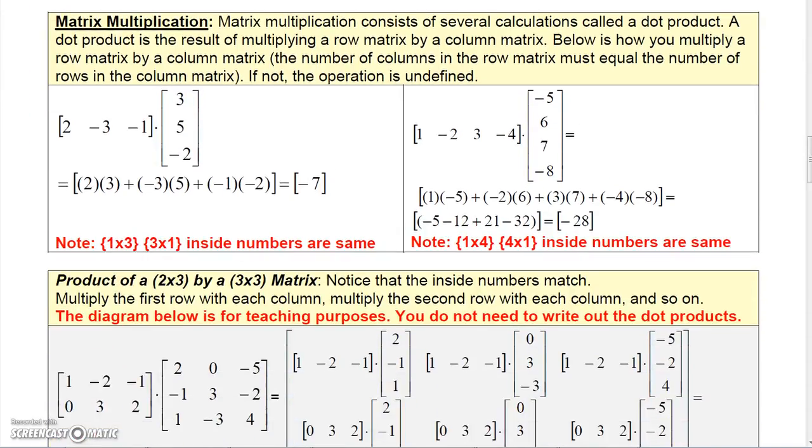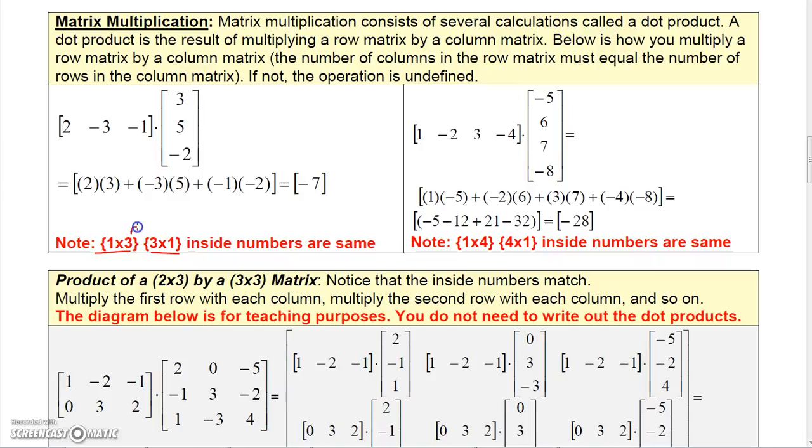Another operation that you can do is multiplying two matrices together. In order to multiply two matrices together, you've got to make sure that however many columns you have in the first matrix, you have to have the same number of rows in the second matrix. So if you look at this first matrix, you'll see it's a 1 by 3, and the second matrix is a 3 by 1.